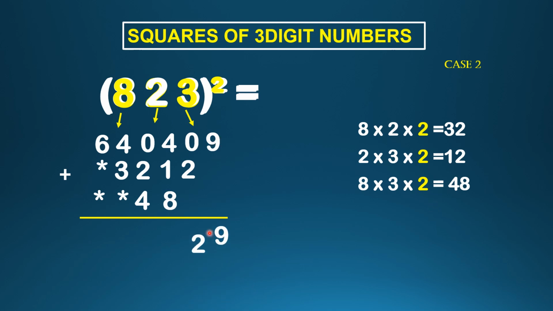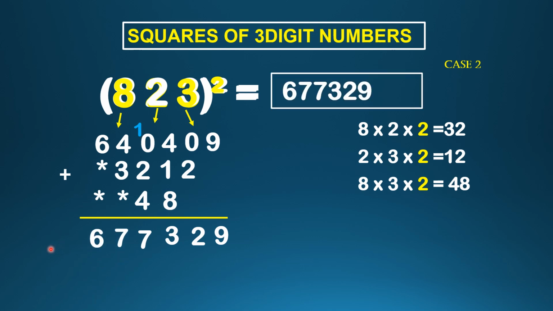Now add it. 9. 0 plus 2 is 2. Here 4 plus 1 5. 5 plus 8 is 13. 1 carry over. 2 plus 1 3. 3 plus 4 is 7. 4 plus 3 is 7 and 6 as it is. So 823 square is 677329.